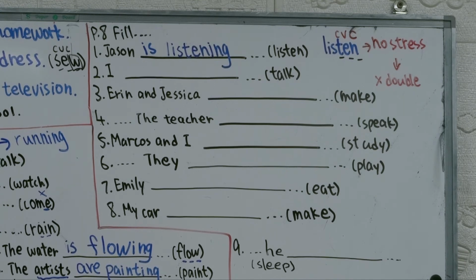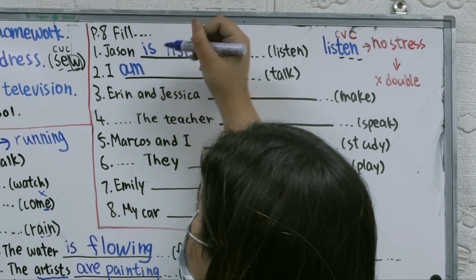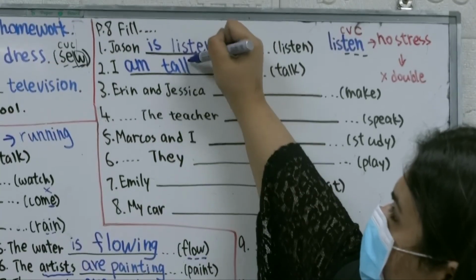There's no stress, so that's why we just add ing. We don't have to double anything. Okay? Keep going. I space now took. I erase it. You draw it, right? After I we use M. So talk becomes talking.